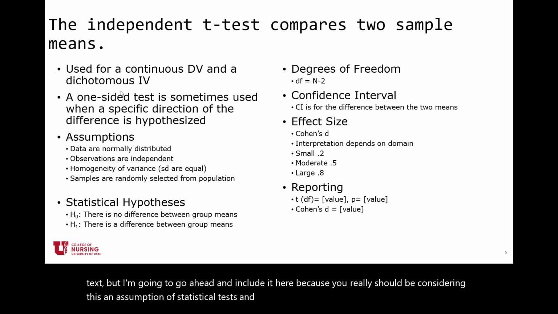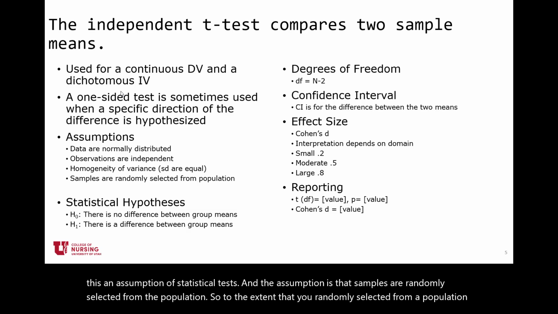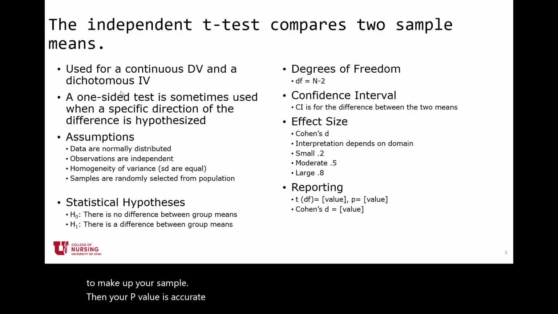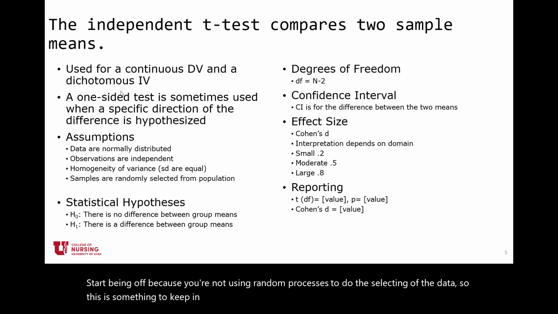And the assumption is that samples are randomly selected from the population. So to the extent that you randomly selected from a population to make up your sample, then your p-value is accurate. But when things are not randomly selected, then these p-values start being off because you're not using random processes to do the selecting of the data.